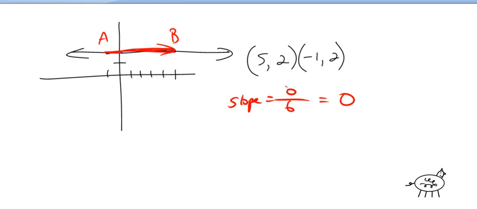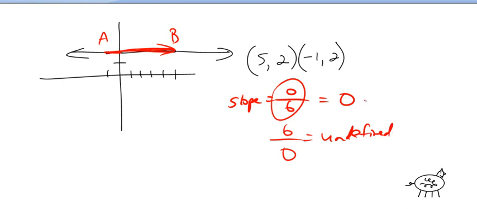Please do not ever leave it as 0 over 6 or 6 over 0. Okay, that is actually not reducing it. You need to tell me 6 over 0 is undefined and 0 over 6 is 0. All right, and always reduce your fractions. So that's it, math fans. That's all you have to do is you got to tell me, is it positive, negative, 0, undefined, and graph some points and tell me actually what the slope is by counting rise over run. That's huge. Okay?